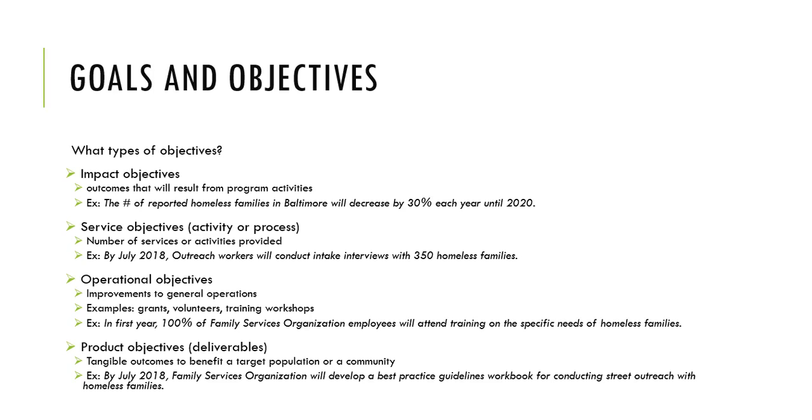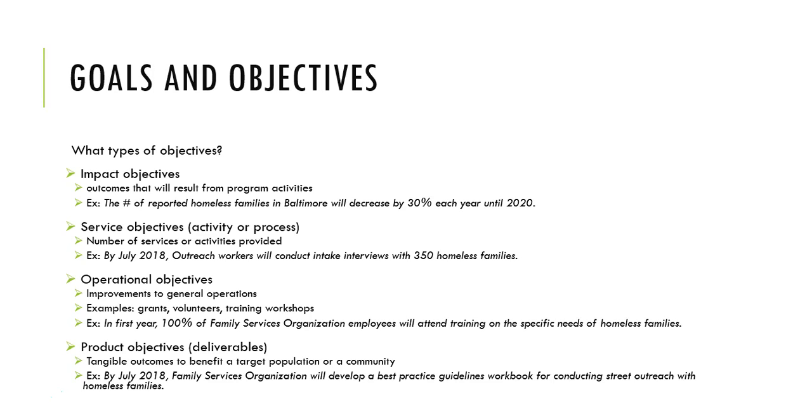Service objectives are referring to activity or process. So this is a concrete number of services or activities provided. So for example, by July of 2018, outreach workers will conduct intake interviews with 350 homeless families. So here we're looking at a very specific finite number that we hope to achieve or that we plan to achieve through the program activities. And so those are measurable, they are workable within our work plan.